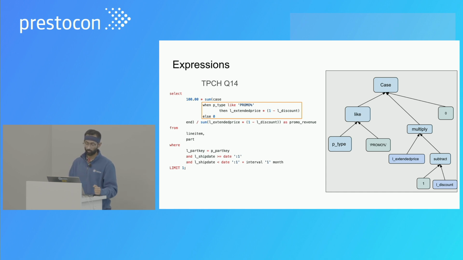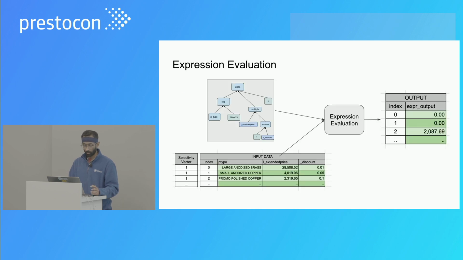And now you might be familiar with evaluating expressions using an expression tree from your basic computer science classes. So this is exactly how we do it over here as well. Now the expression eval engine in Velox takes three things as inputs: the expression tree itself, the input data, which over here references three different columns, and then there's a third thing called the selectivity vector. So this is a very basic concept.